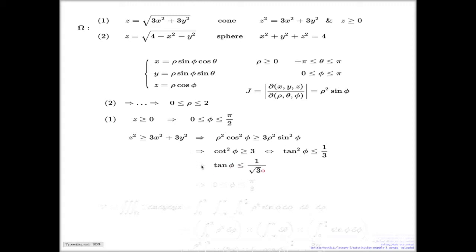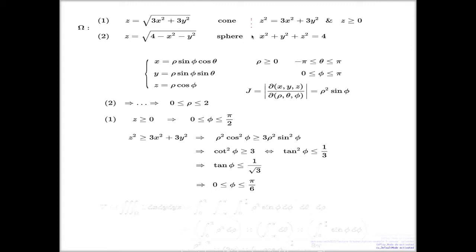And that solves to this. Again, we disregard the negative values for the cotangent because we already know this narrower region for the phi angle. That's why we can be sure that the tangent is positive, and only this piece of the inequality matters. And this inequality narrows down this area even further, because tangent within this interval between 0 and pi on 2 doesn't exceed 1 on root 3 here. And that's the finish of the reinterpretation.